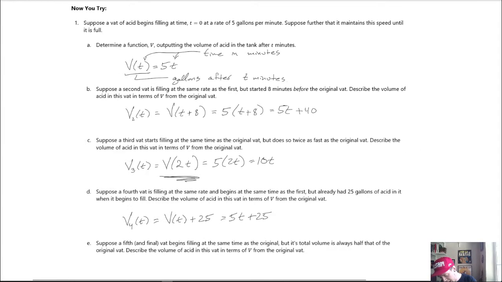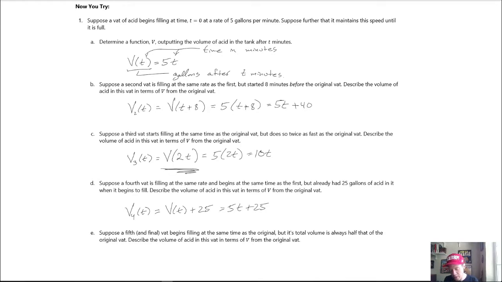All right, we have a fifth and final vat, and it begins filling at the same time as the original, but its total volume is always half that of the original vat somehow. That's probably because the speed's slower, but we're interpreting this as the volume's always half that of the original. If we had more complicated functions, it would actually be really important that we interpret this correctly. They would be different. So V sub 5 of t, this fifth vat, is always going to have half the volume of the original. So 1/2 times V of t, and this is 1/2 times 5t, which equals 5 halves, or 2.5 times t. So it's like it's filling half as fast, but we're not interpreting that in the way that this is worded. And that can be important sometimes, so let's not take that for granted.